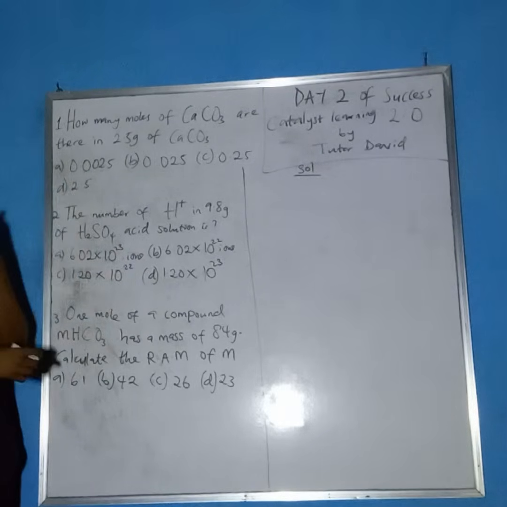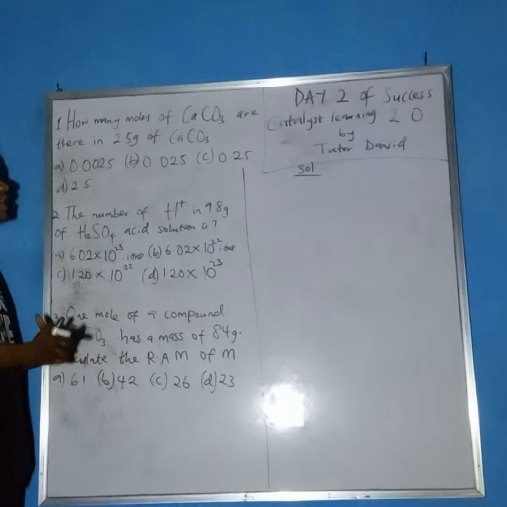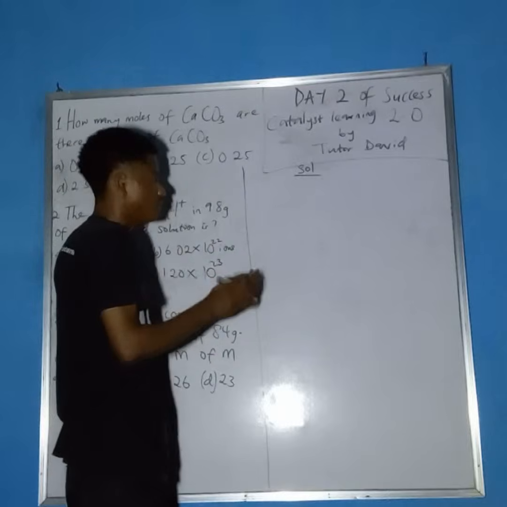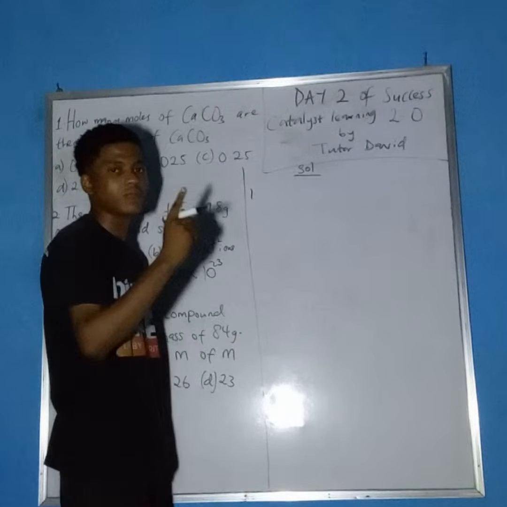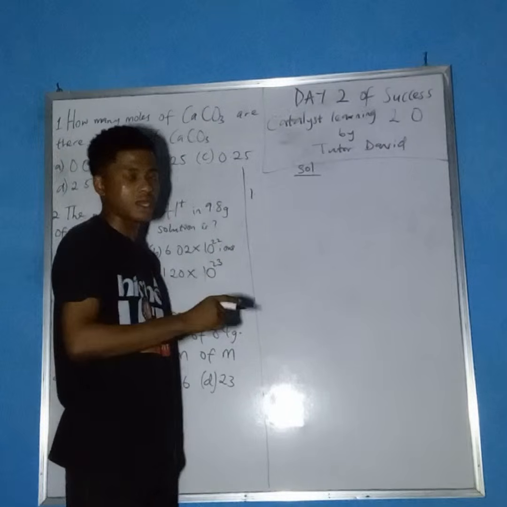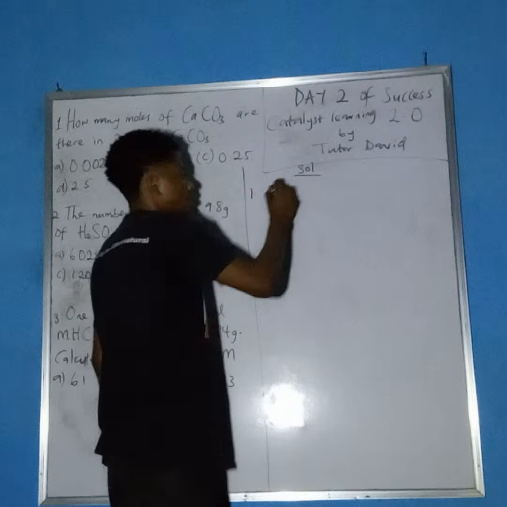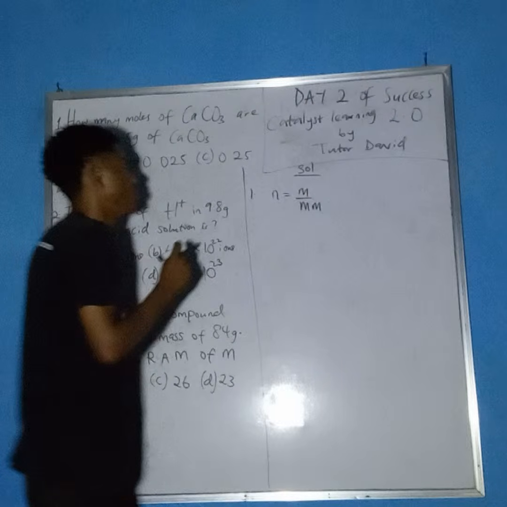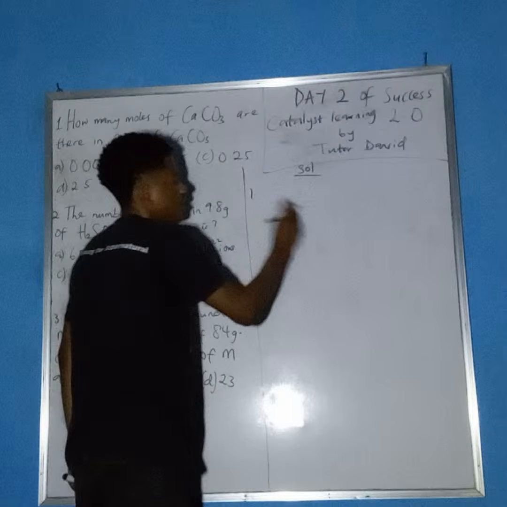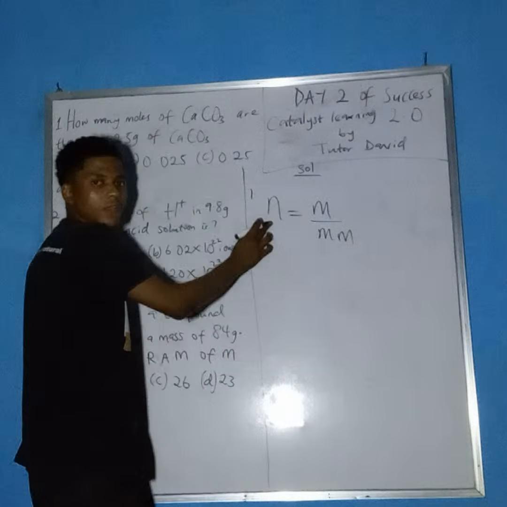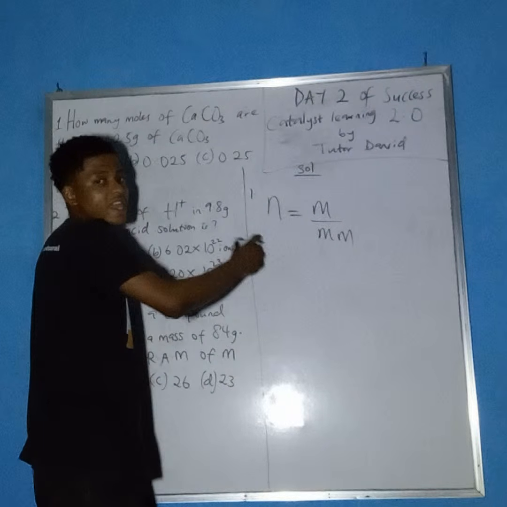So now they're asking us: how many moles of calcium trioxocarbonate(IV) are there in 2.5 grams of it? This question is very easy, very simple. To solve it, use the formula. There is one mole concept formula that connects your number of moles to mass and molar mass. Number of moles equals mass over molar mass. Since this question is asking for our number of moles, this is the formula we are going to use.